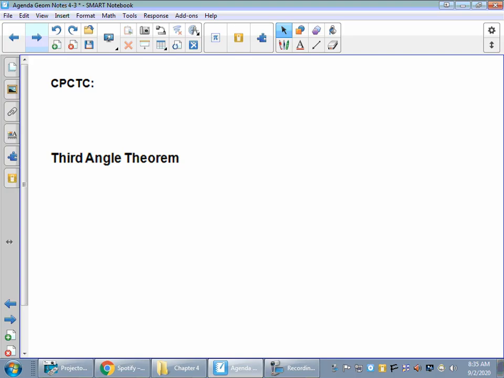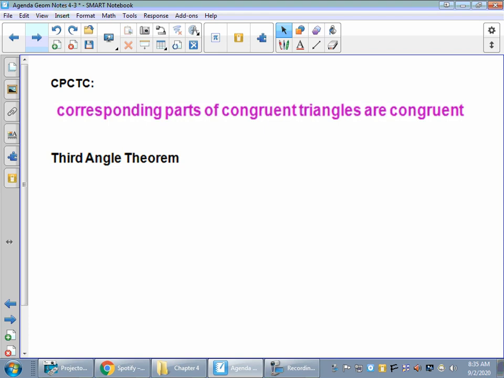It's just an abbreviation for corresponding parts of congruent triangles are congruent. Okay, so let's take a look at those. Corresponding parts of congruent triangles are congruent. You can see there the abbreviation CPCTC. And bottom line with that, it's just a reason in a proof, if you're going to prove something.